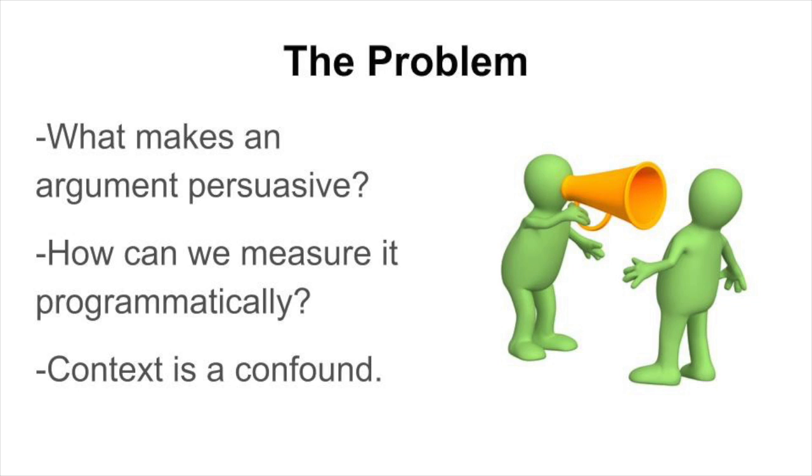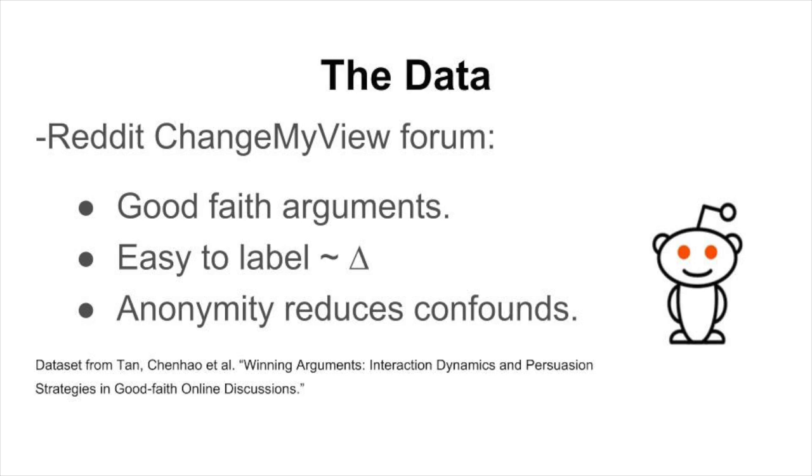For example, a person may give a terrible argument, but it might convince people anyway, because they're really well respected in their community. In order to try to solve this problem, we use a dataset scraped from the Reddit Change My View forum, which was originally created by Tan et al. in their paper Winning Arguments.